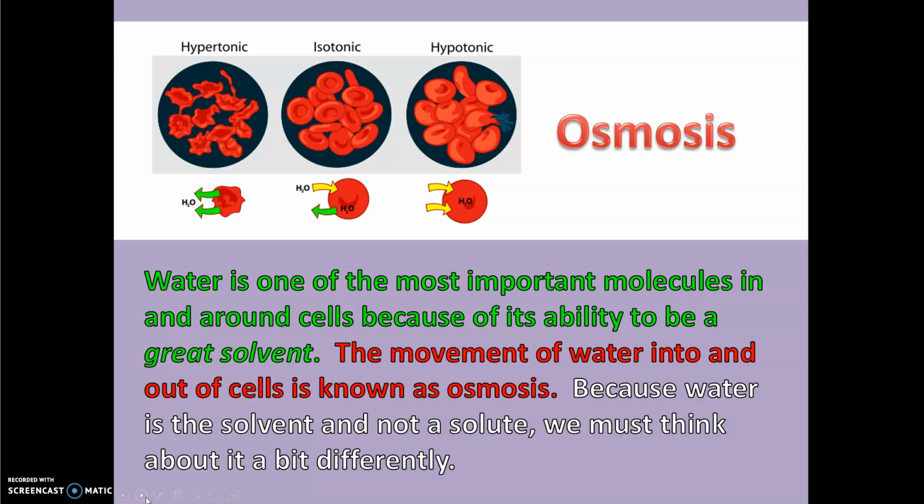Our last type of passive transport is osmosis, and water is really an important molecule in and around our cells because of its ability to be a great solvent. So remember that word solvent means to be able to dissolve things. So water dissolves a lot of things. The movement of water into and out of the cell is known as osmosis. So because water is a solvent and not a solute, we kind of have to think about it differently.